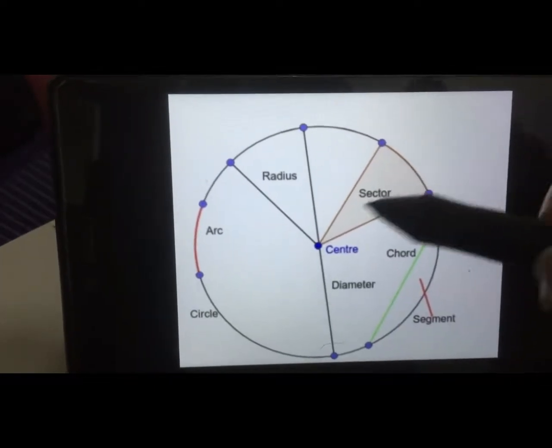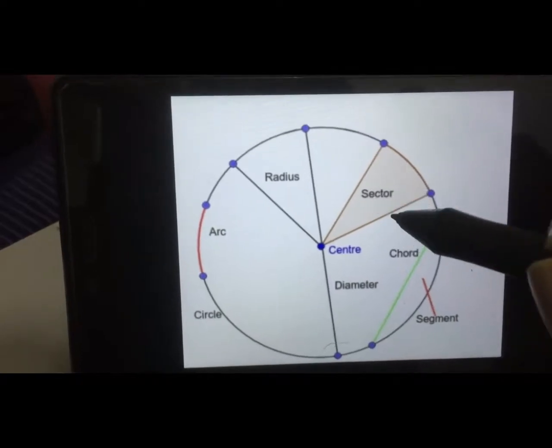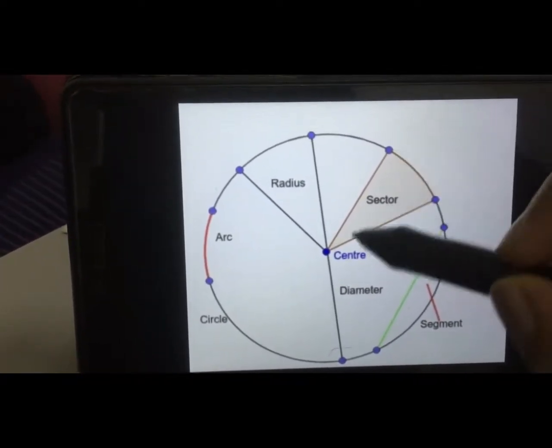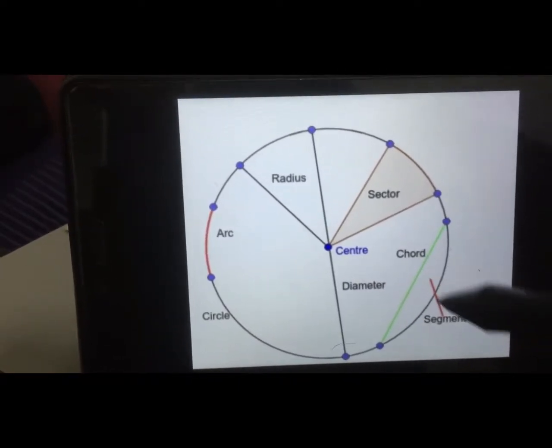The difference between an arc and a sector: an arc is basically a curved line, while a sector is basically an area bounded by a curved line. You can imagine a sector like a pizza piece. From here, let's proceed with the chord and segment.